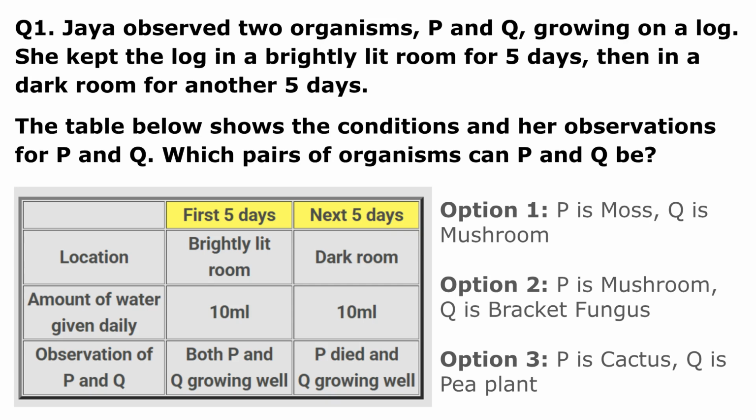Jaya observed two organisms, P and Q, growing on a log. She kept the log in a brightly lit room for 5 days, then in a dark room for another 5 days. The table below shows the conditions and her observations for P and Q. Which pairs of organisms can P and Q be?